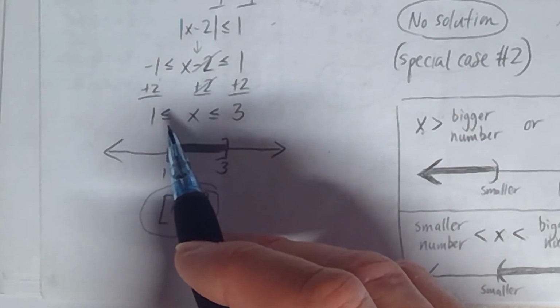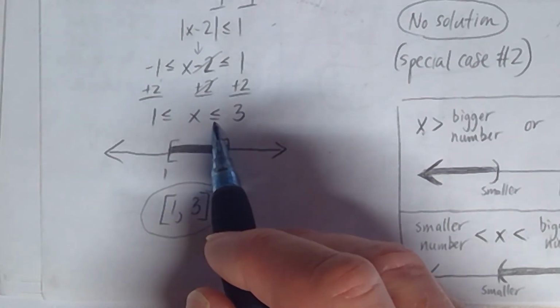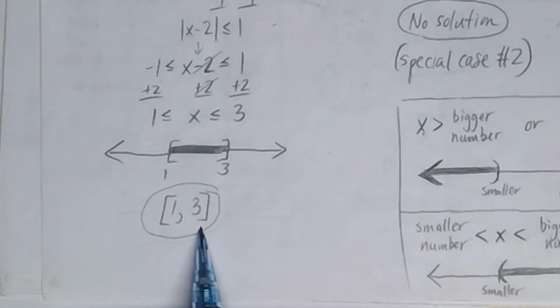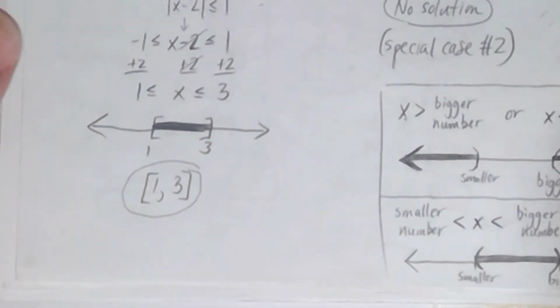I used square brackets because the alligator has feet on both of those. And then I did my interval notation. So that is how to do rules number 3 and 4.